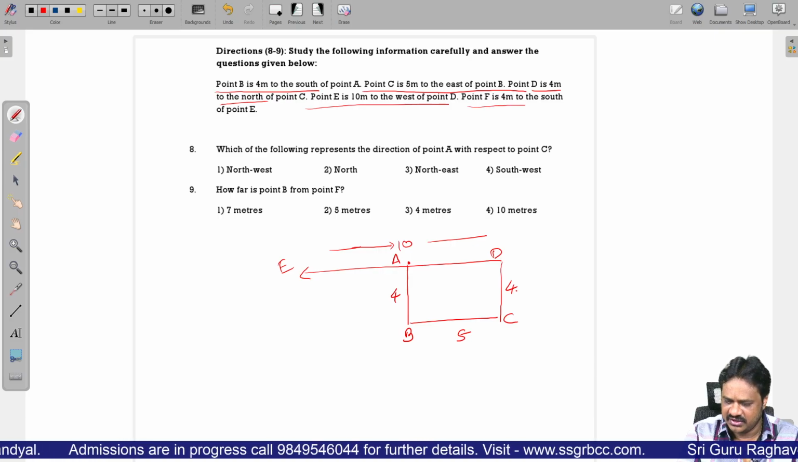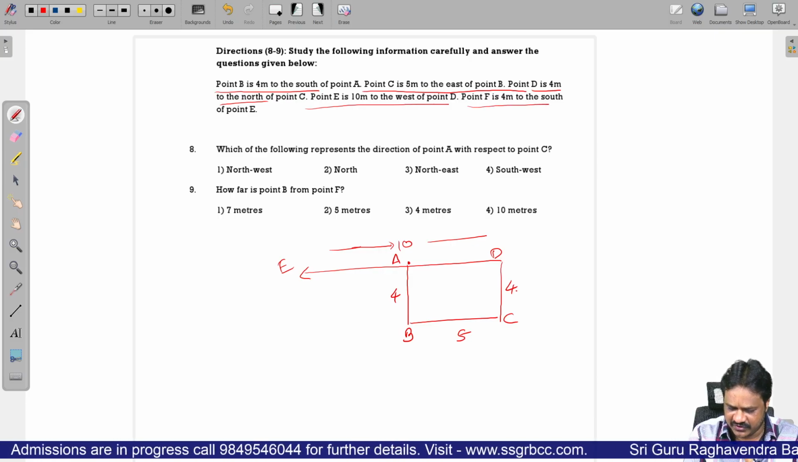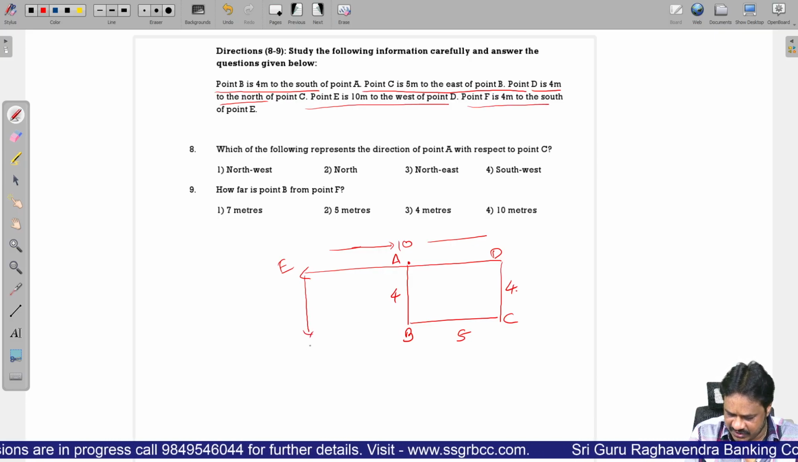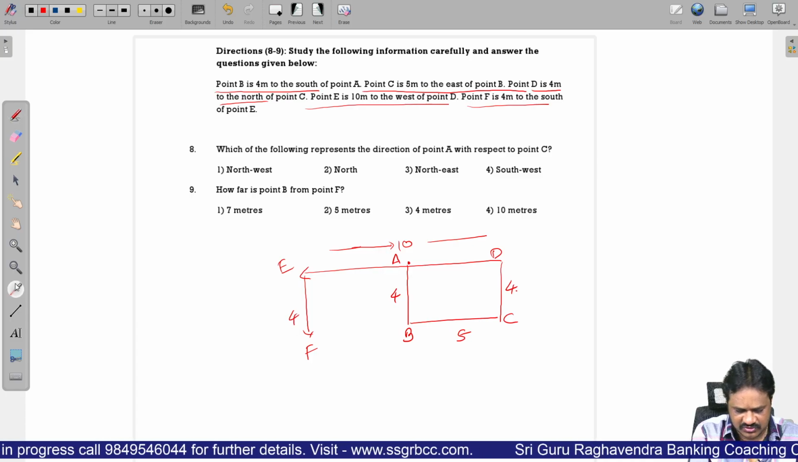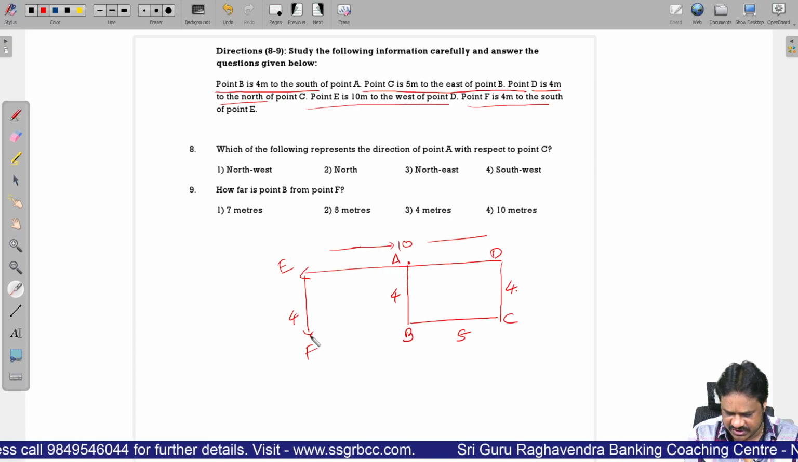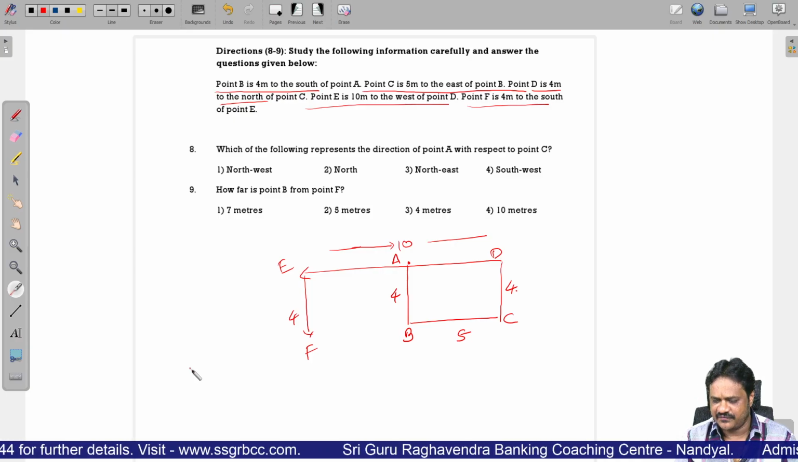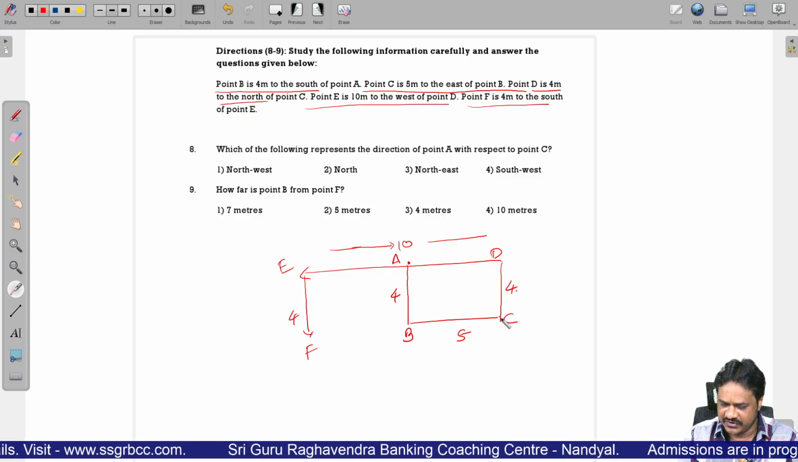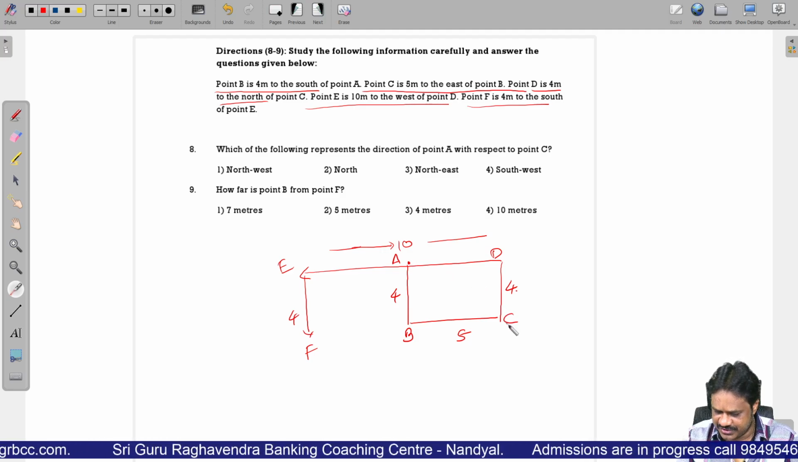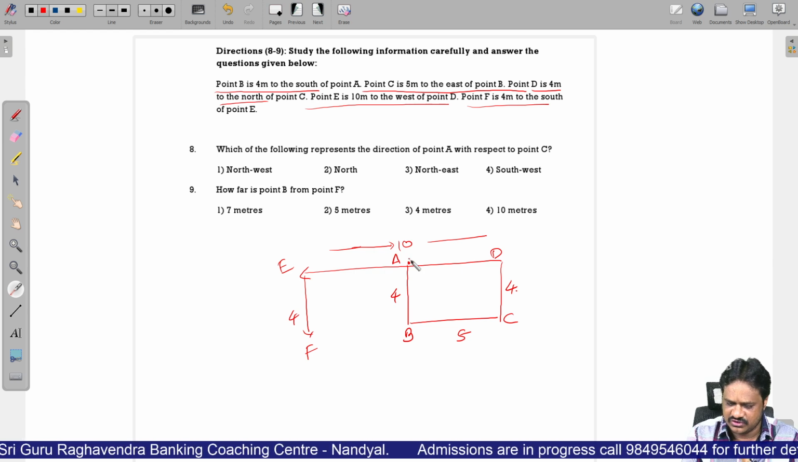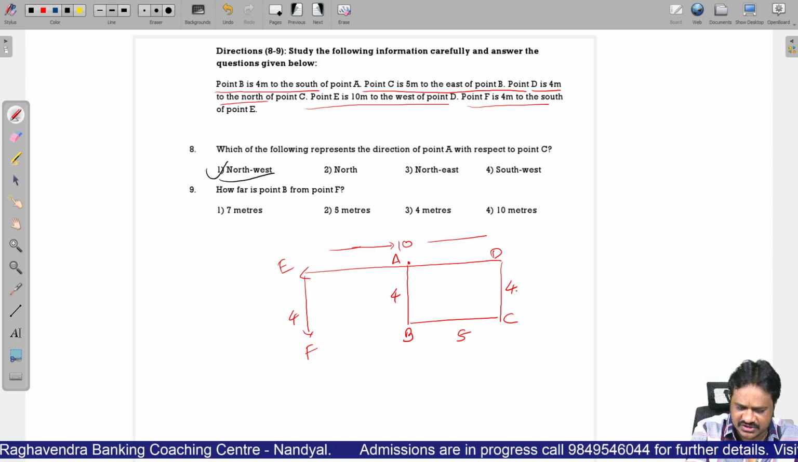Okay. Then F is 4 meters south of E. Why? Because this is 4 meters, this is also 4 meters. Now the question is, which of the following represents the direction of A with respect to C? With respect to C, where is A? When you see from C, A is to the north and it is to the left. So that is called the northwest direction.